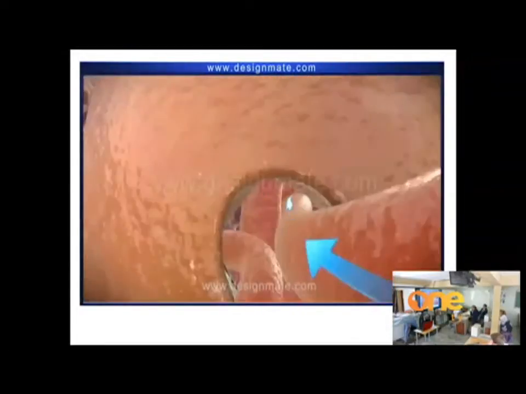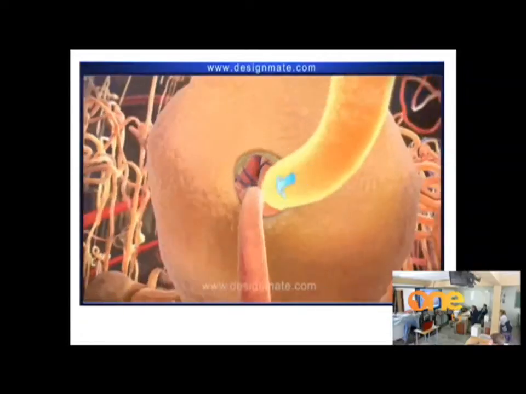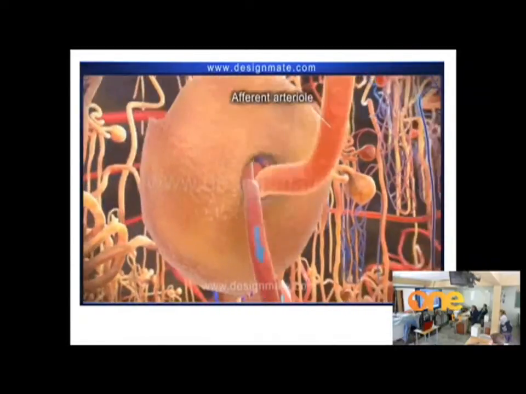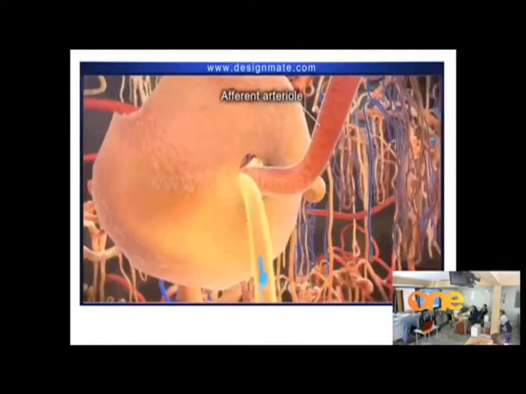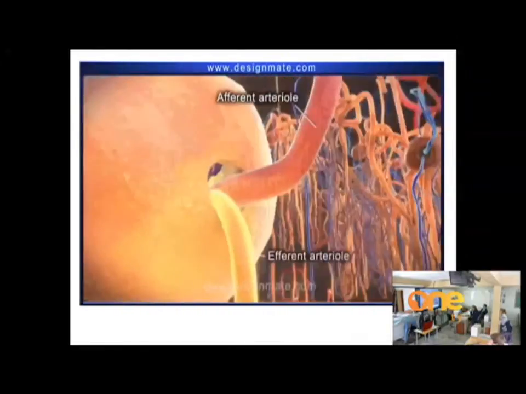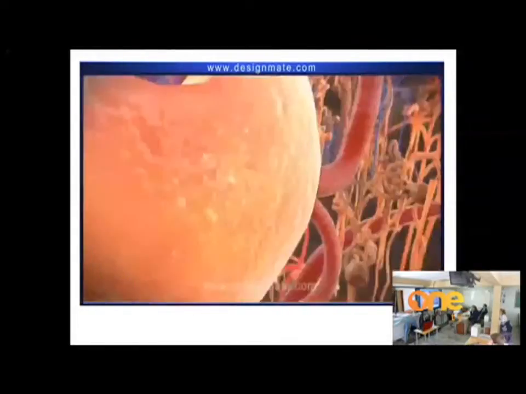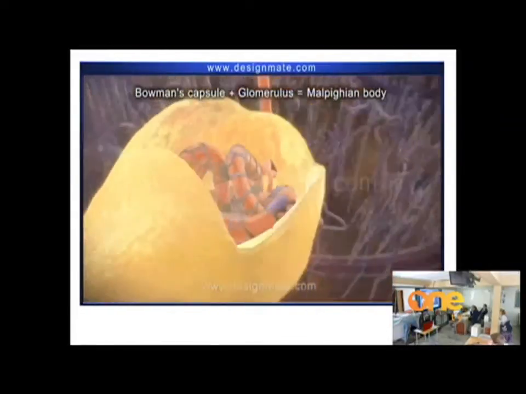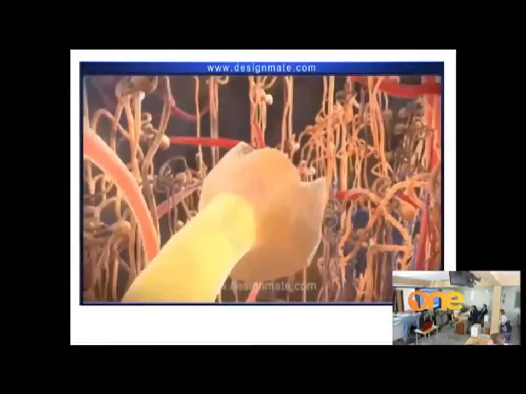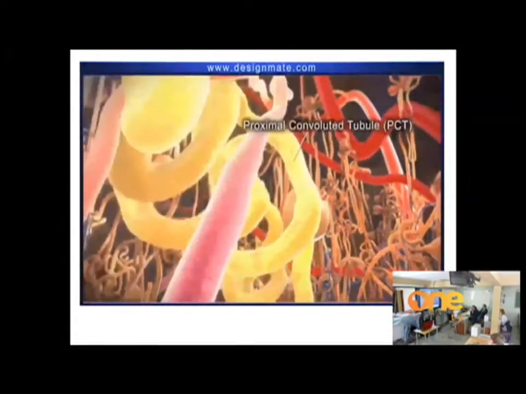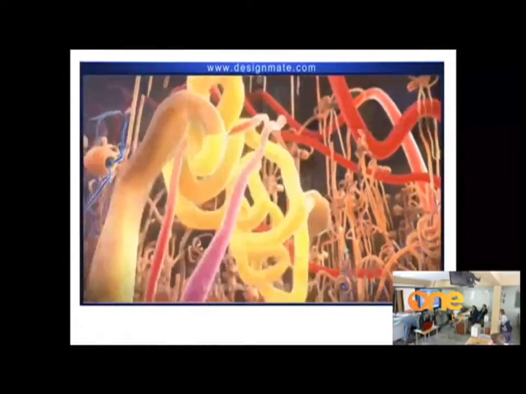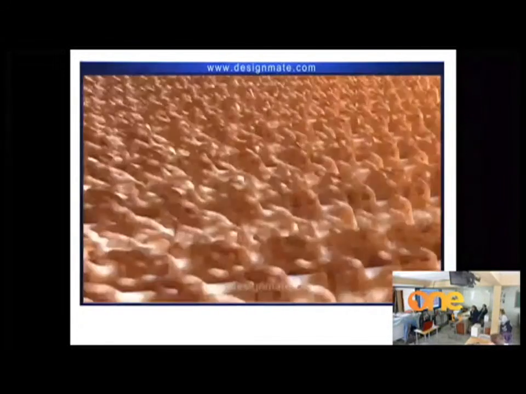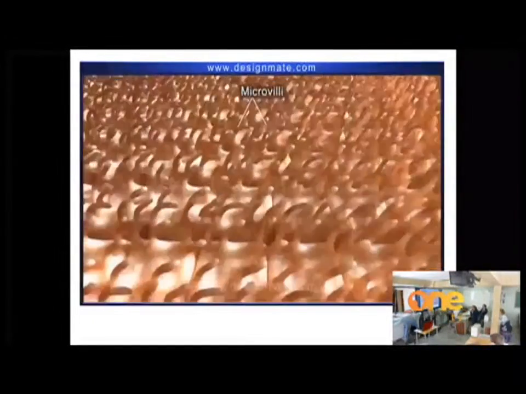The blood vessel entering the Bowman's capsule is known as the afferent arteriole, and is thicker than the blood vessel exiting the capsule, which is thinner, and is known as the efferent arteriole. The Bowman's capsule and the glomerulus together form the Malpighian body. This capsule extends into the proximal convoluted tubule, PCT. On the inner side, this tubule is lined by a brush-bordered epithelium with numerous microvilli.